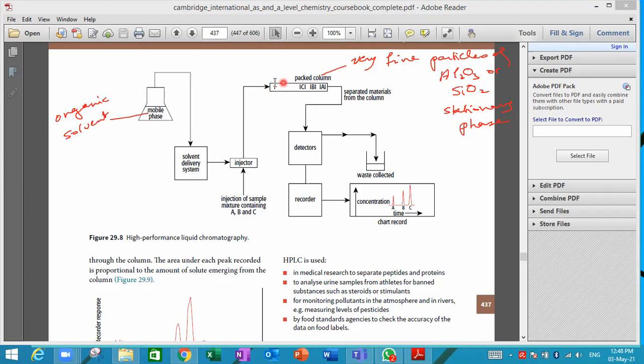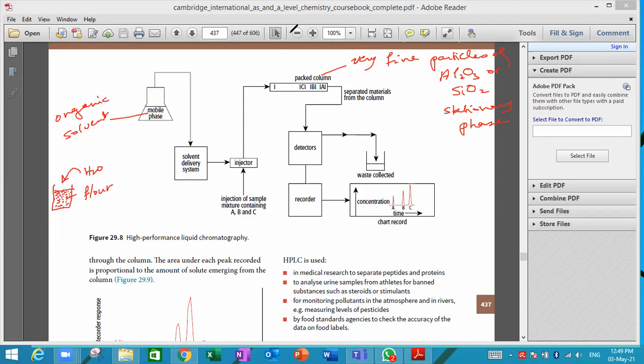Now, if we want to pass our mixture or our organic solvent through this column, it's very difficult. Imagine that you are filling a cup at your home with flour. You know that the flour has very, very fine powder particles. If you try to pass water through it, it would be very difficult because the very fine particles are strongly packed and strongly adhering to each other, not leaving any spaces for water to pass through, isn't it?